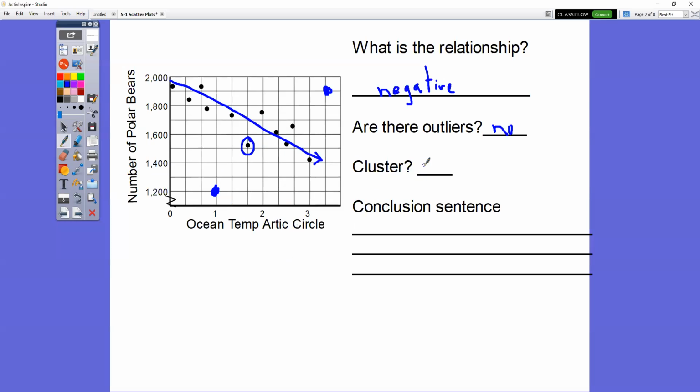Is there a cluster of points? No, there's not. If you take a look at all these points, they're all pretty much equally spaced. So there's not a cluster there.